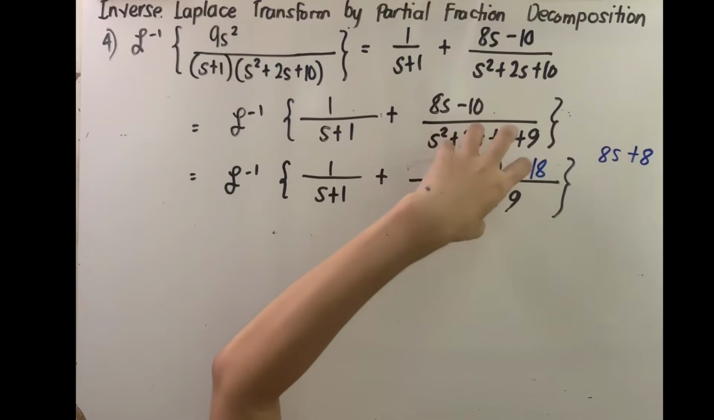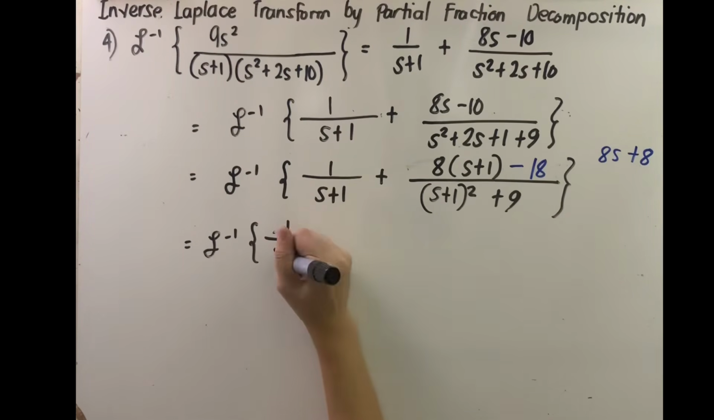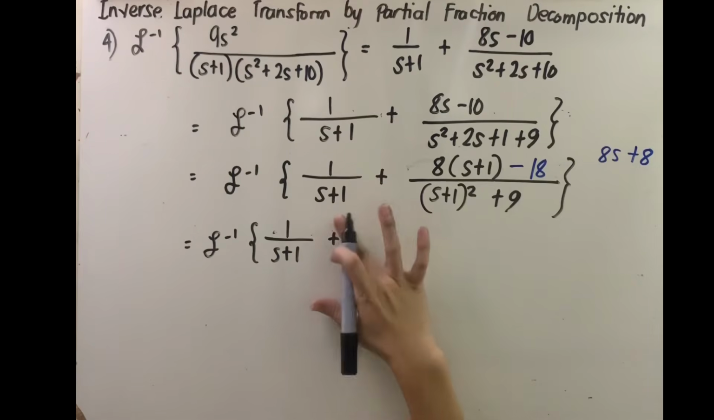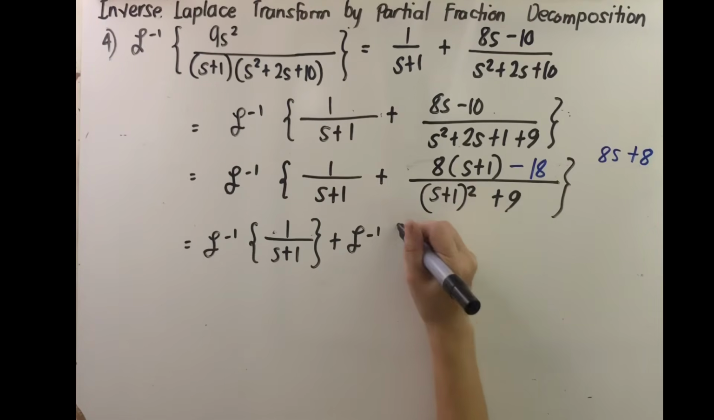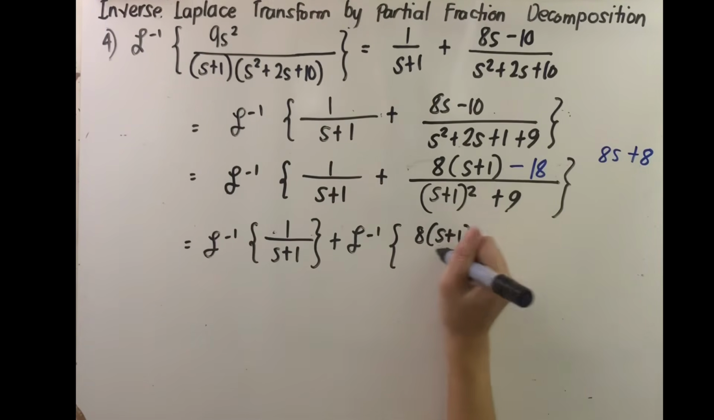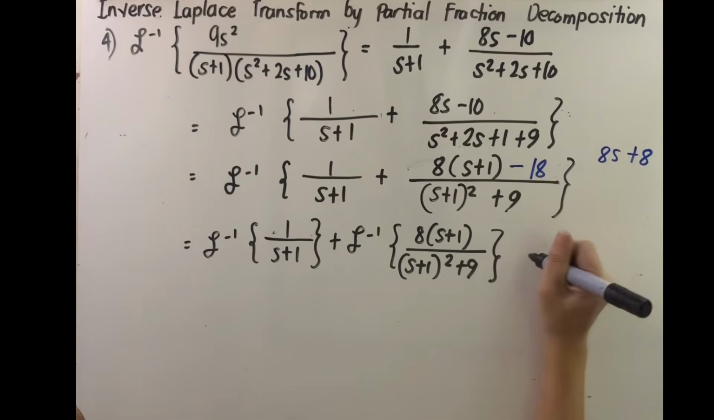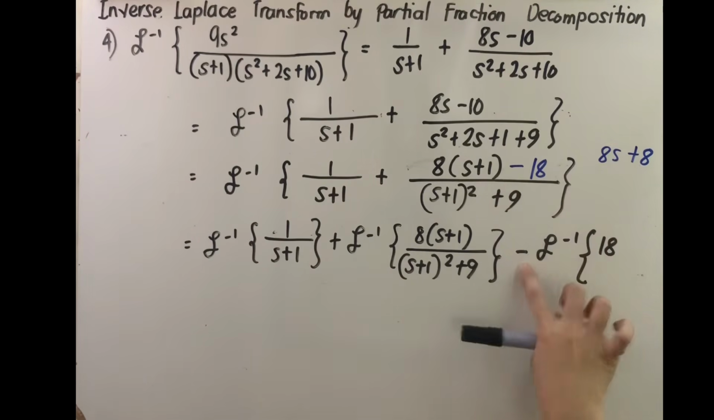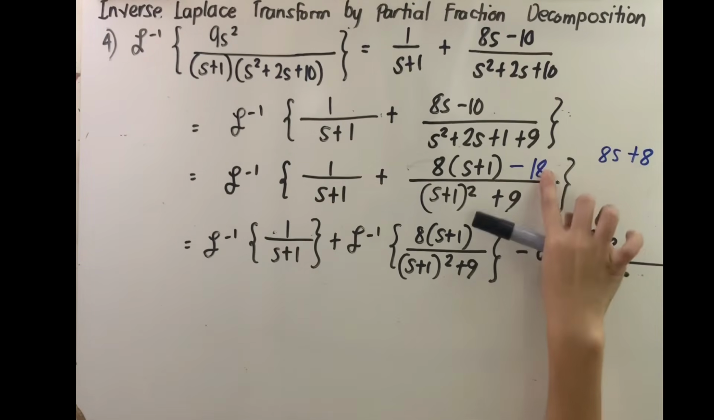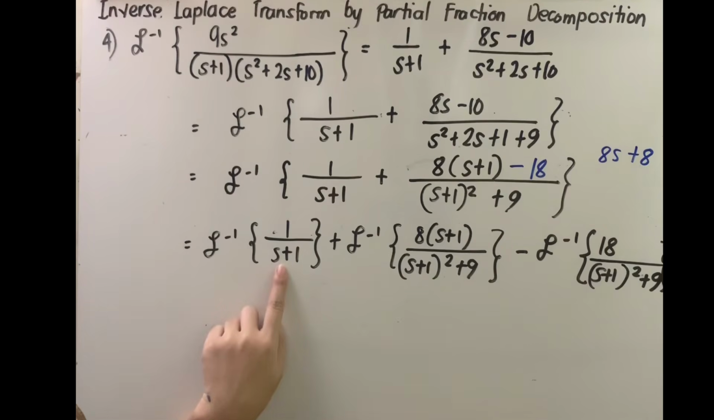magkakaroon ngayon tayo ng dalawang fractions for this particular set. So, ito magiging ano siya, inverse Laplace transform of 1 all over s plus 1 plus you get inverse Laplace transform of 8 times s plus 1 all over s plus 1 squared plus 9. And then you get minus inverse Laplace transform of 18. Positive na kasi nilabas ko yung negative sign. Pwede nyo rin namang ilabas na yung 18, yung constant. Walang problema. Depende yun sa style nyo po. Plus 9.